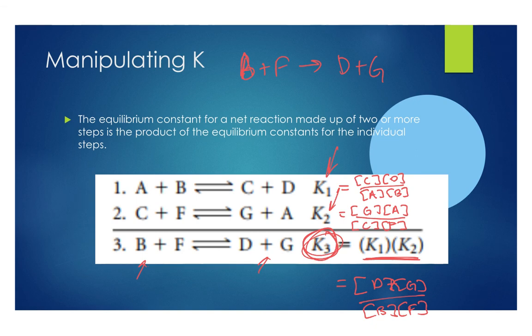So if I'm adding reactions, I'm multiplying equilibrium constants. That concludes these basic notes about the equilibrium process and equilibrium constants.